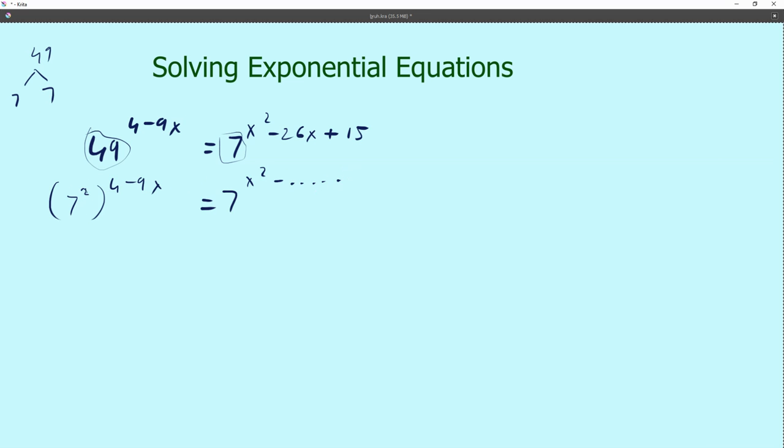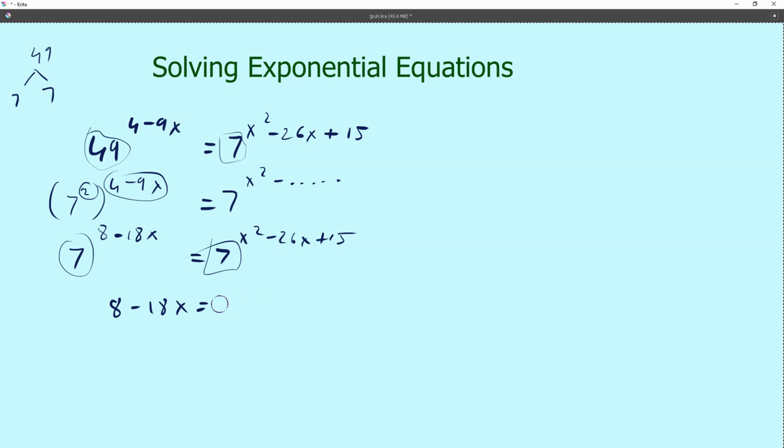So now the bases are the same. So I want to multiply these guys here. So I have 7 to the, let's see, 2 times 4 is 8, minus 2 times 9 is 18x, is equal to 7 to the x squared minus 26x plus 15. So bases are the same. I could just have 8 minus 18x is equal to x squared minus 26x plus 15. Now I can solve for that.